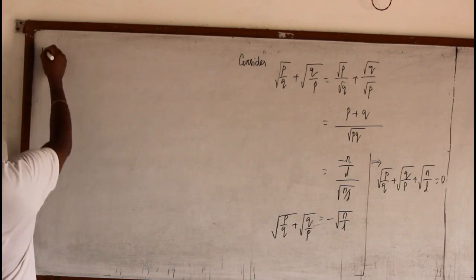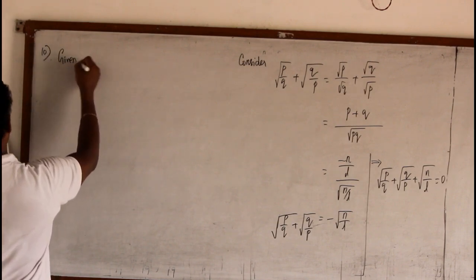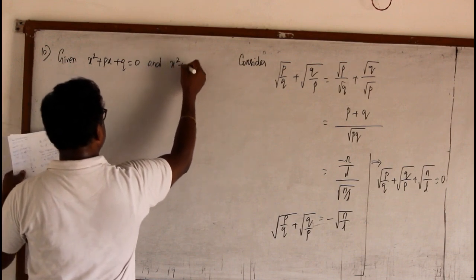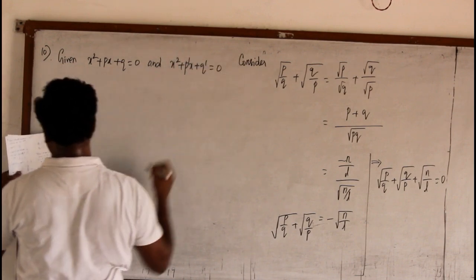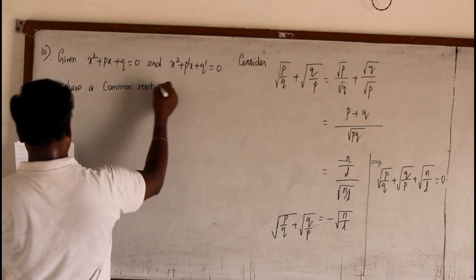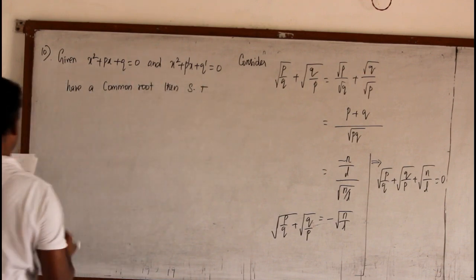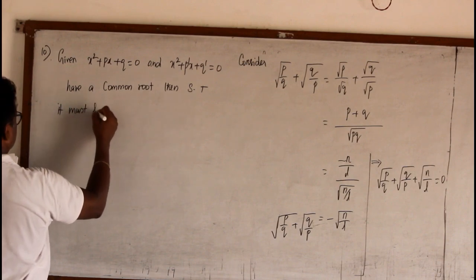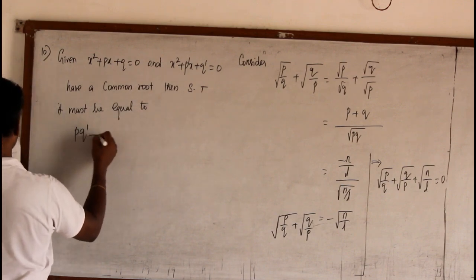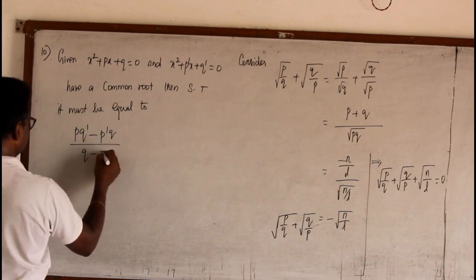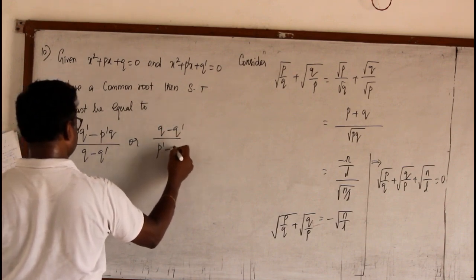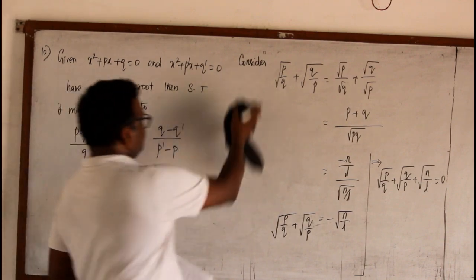Next we shall go to the 10th problem. Given x^2 + px + q = 0 and x^2 + p'x + q' = 0 have a common root, then show that the common root must be equal to either (pq' - p'q)/(q - q') or (q - q')/(p' - p). We shall try to prove both.